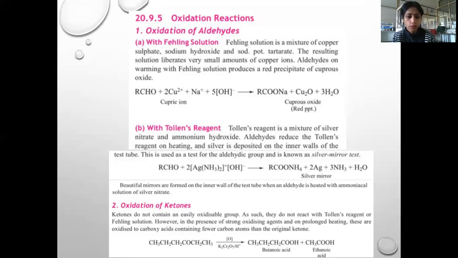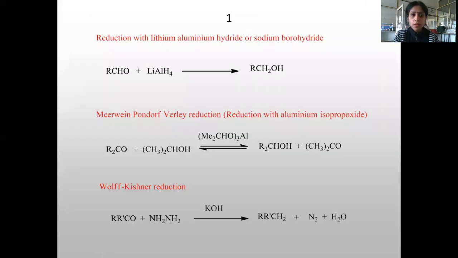In the oxidation of ketones, ketones do not contain an easily oxidizable group, so they do not react with Tollens reagent or Fehling's solution. They need a strong oxidizing agent and prolonged heating so that they can be oxidized to the respective carboxylic acids containing fewer carbon atoms than the original one. So there is actually breakage of the chain.